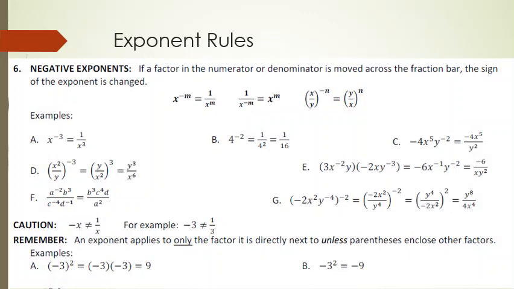Negative exponents. If a factor in the numerator or denominator is moved across the fraction bar, the sign of the exponent is changed. So if I have x to the negative m, you know how all numbers are basically over 1? Well, I can move that down to the bottom and it will become 1 over x to the m. The same is true if it's in the denominator. If I have 1 over x to the negative m, I can bring that x to the m to the top and make it positive. If I have an entire fraction with a negative exponent, all I have to do is flip the fraction.